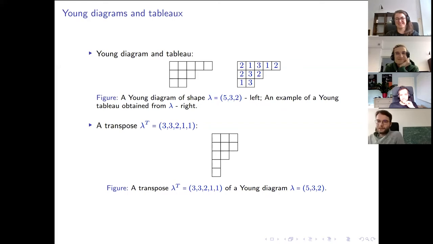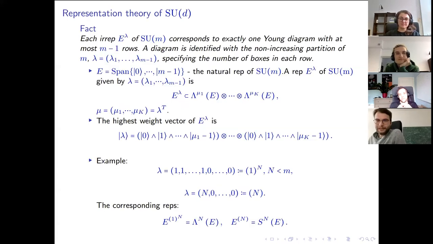Another operation which is useful is the transpose, which is just reflecting this diagram along the diagonal, and you get a transpose. All right. So, this next one is a little bit more technical, so maybe don't read it. I'll just tell you something, and we will move on.